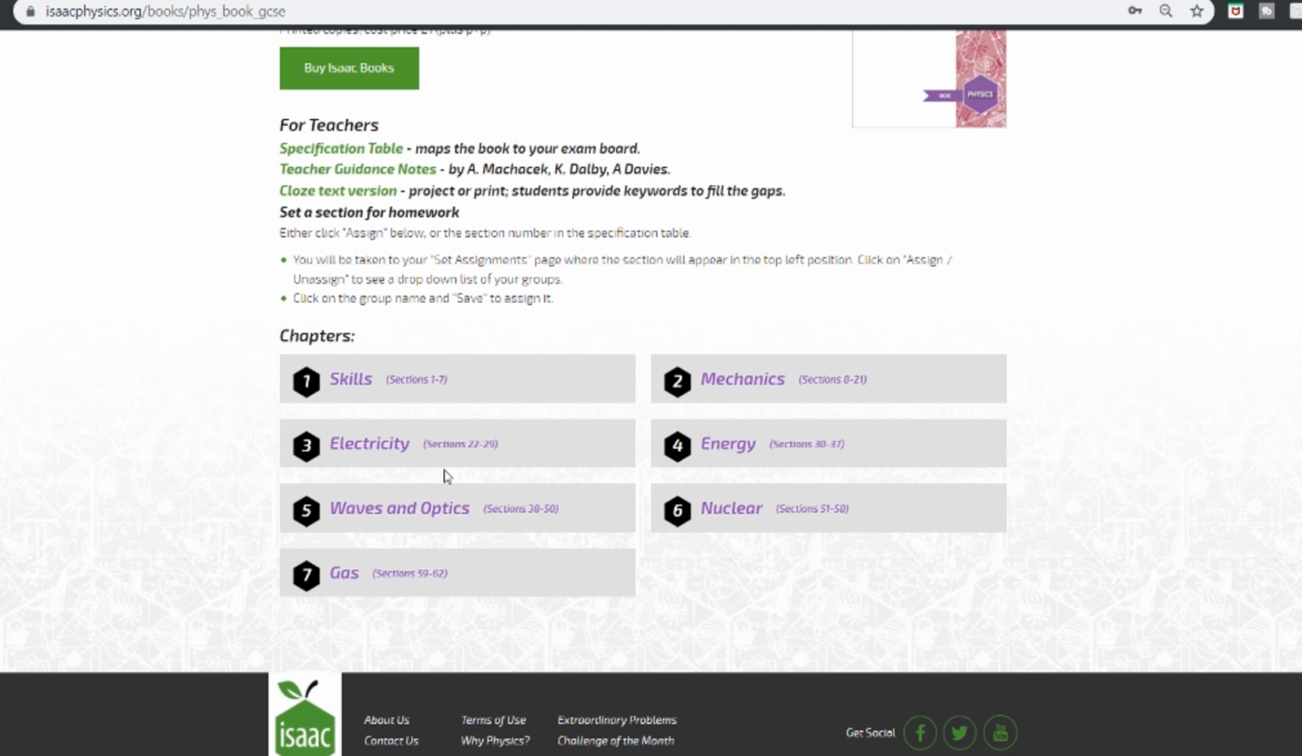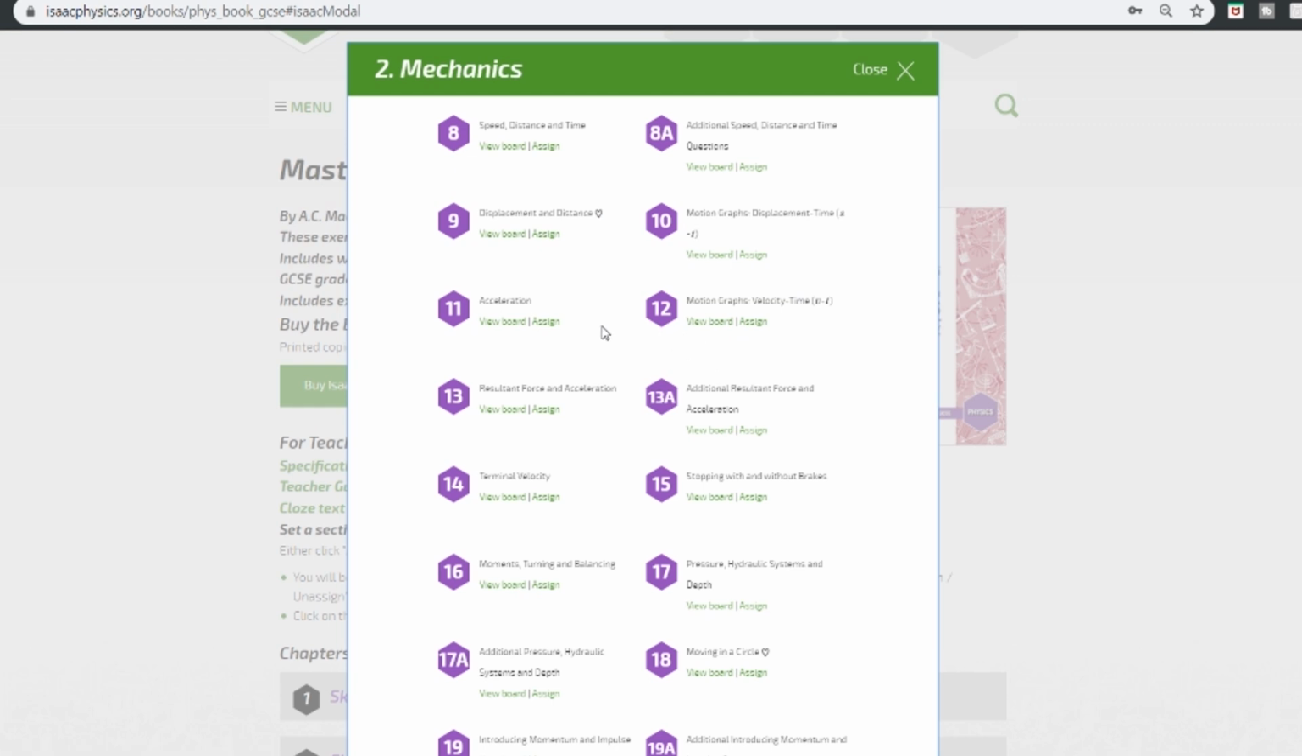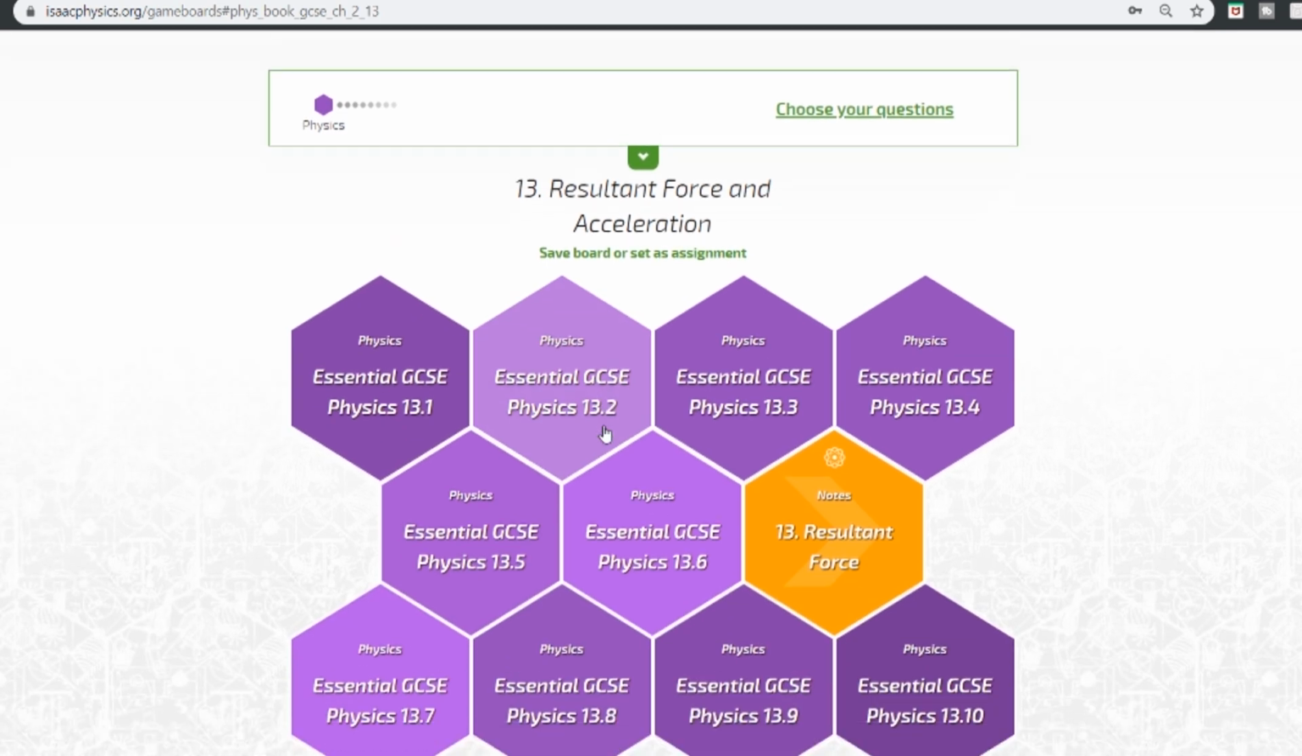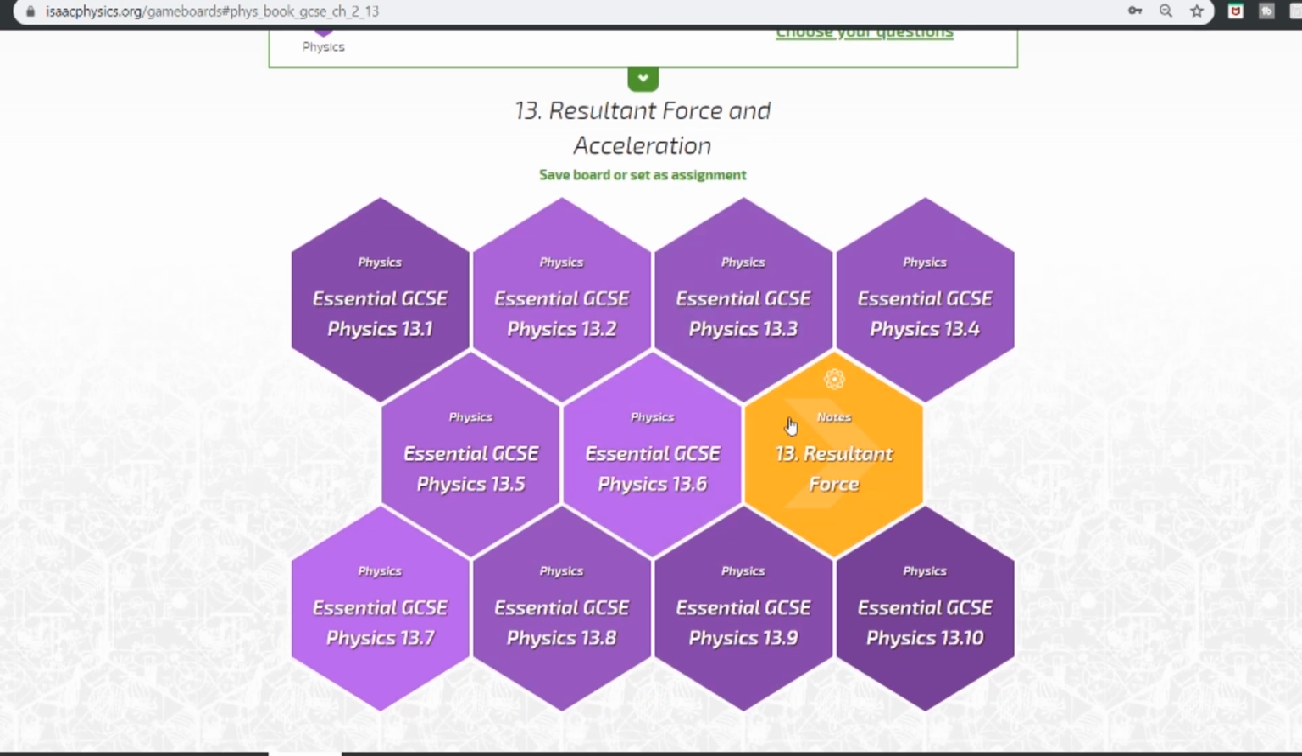But actually, when it comes to us answering the questions, we're looking at chapter 13 about forces. That's in mechanics. So if I click on this, we can then see resultant force and acceleration. And if I click view board, this then brings up the board which has the questions, okay?